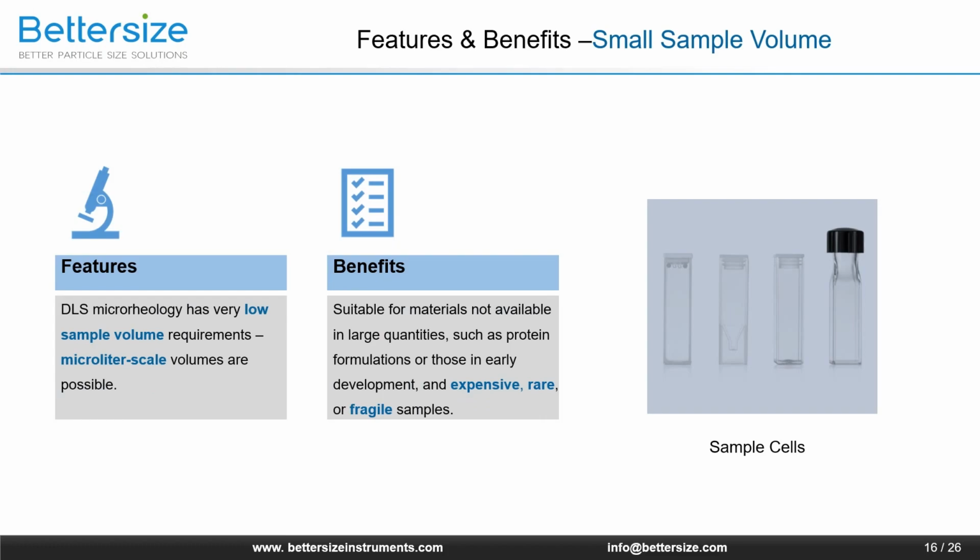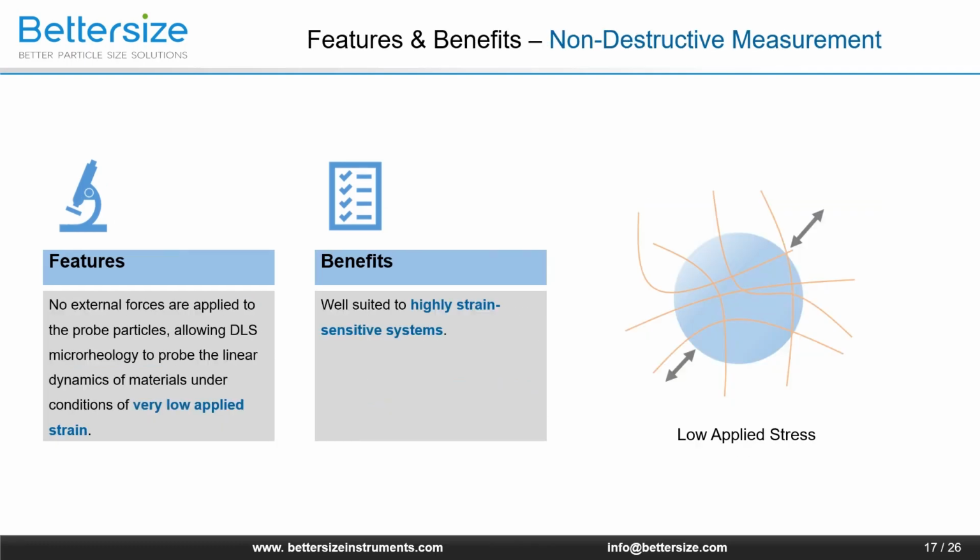DLS microrheology requires very small sample volumes, which can be reduced to microliter volumes. As for the BeNano series, the sample cells are shown as the image, and the minimum volume can be less than 50 microliters. DLS microrheology can characterize materials that are not available in large quantities, such as protein formulations or those in early development. It can also characterize expensive, rare, or fragile samples. Because DLS microrheology is a passive microrheology, no external forces are applied to the tracer particles.